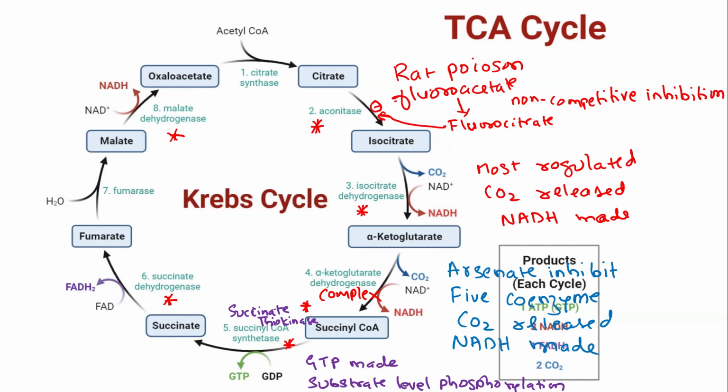Succinyl-CoA to succinate is the reaction. The enzyme name is succinyl-CoA synthetase, and another name for that is succinate thiokinase. This is where GDP enters the reaction and GTP is made. So GTP is made here, and this is an example of substrate level phosphorylation.